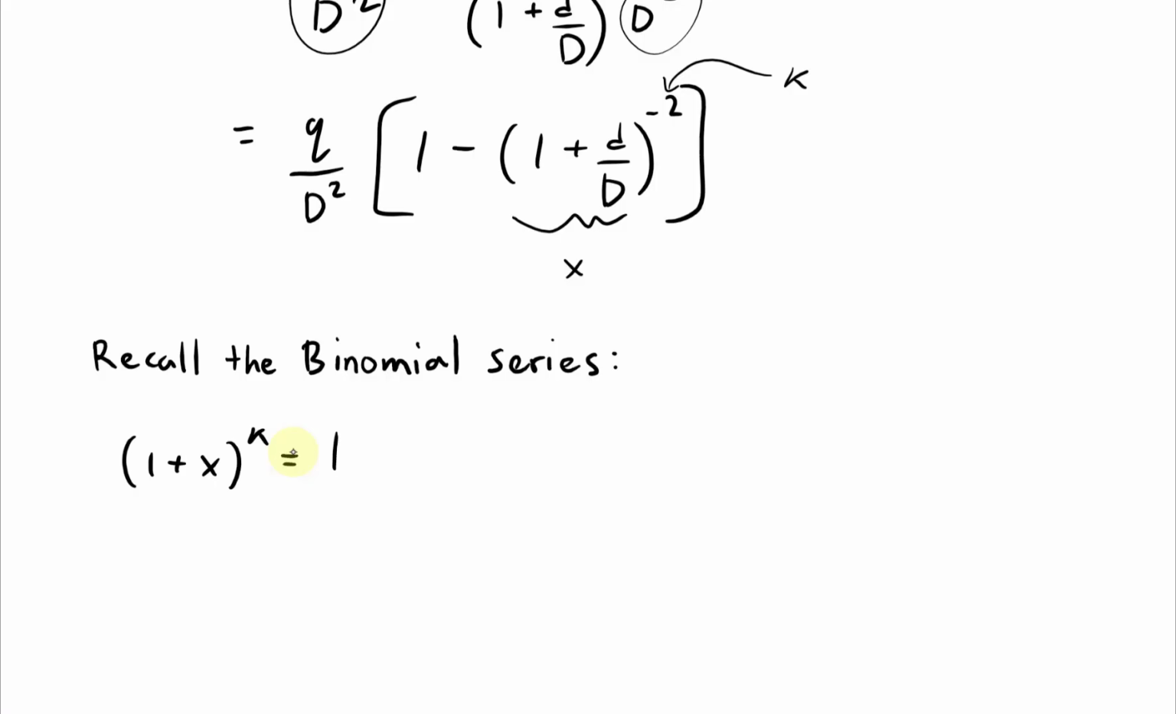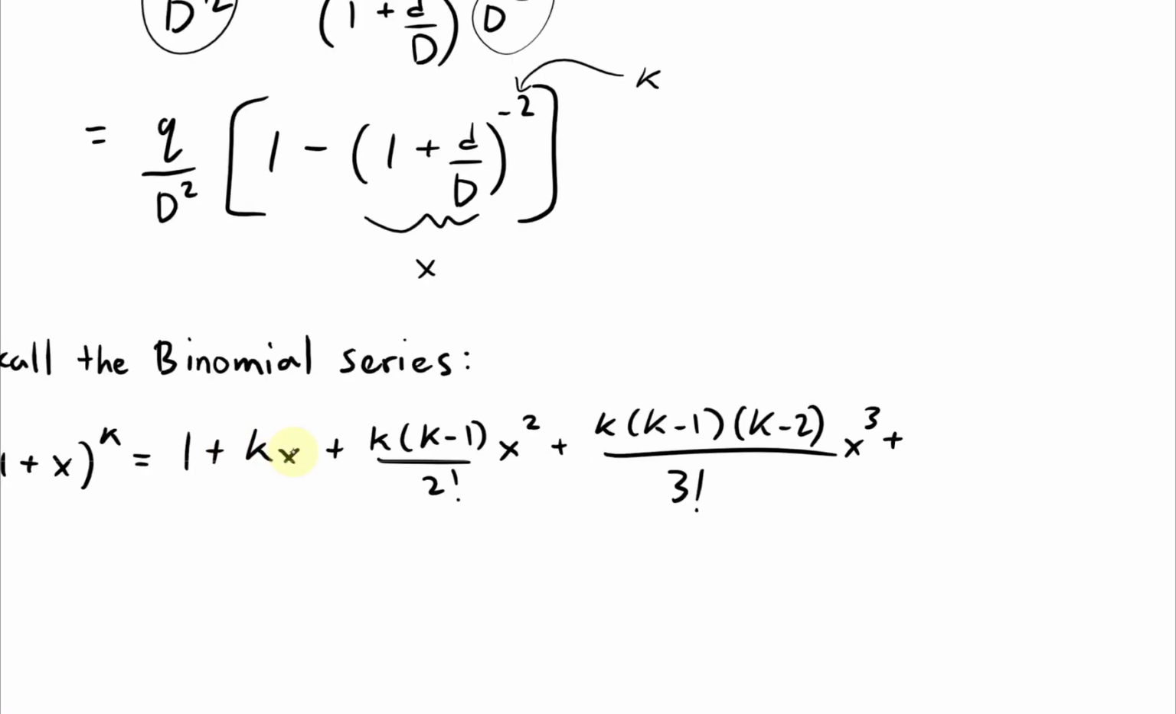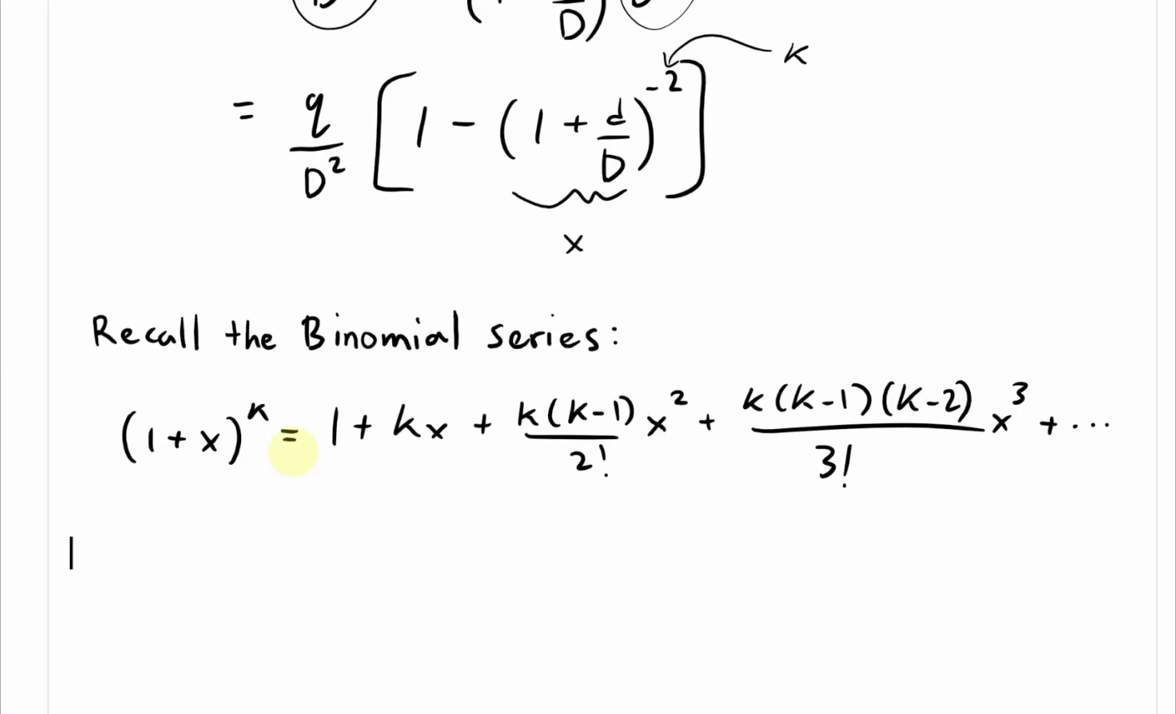This is equal to 1 + kx, and then plus k(k - 1) over 2 factorial times x squared. The next one is plus k(k - 1)(k - 2) times x cubed over 3 factorial, and it keeps going on and on, plus dot dot dot. So that's what we have when we approximate this.